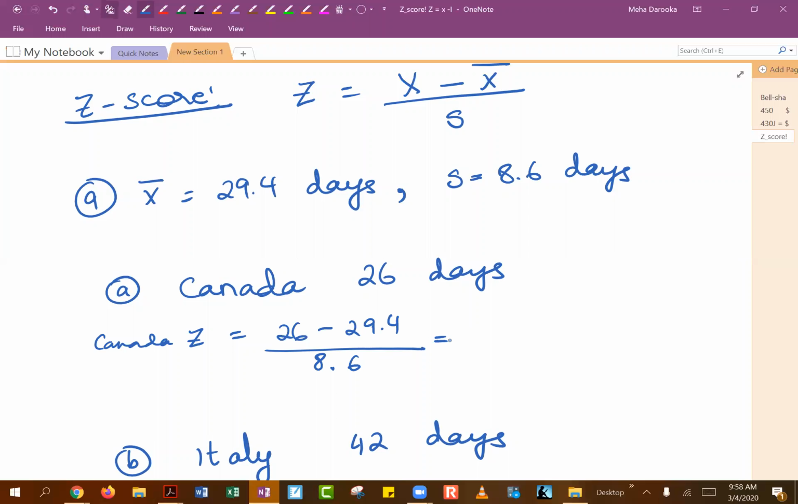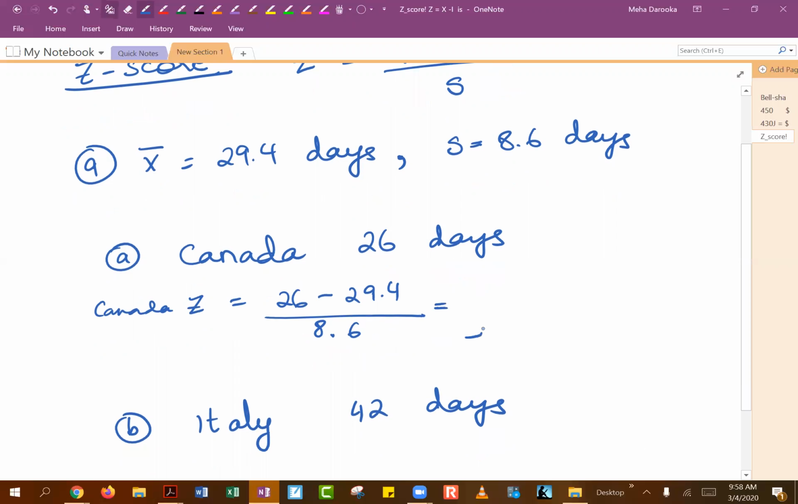What did we get for Canada? -0.39. Oh, negative 0. Since you have 395, let's go up to 0.40, negative. Alrighty. So Canada is below the mean, right? Since you got a negative value.